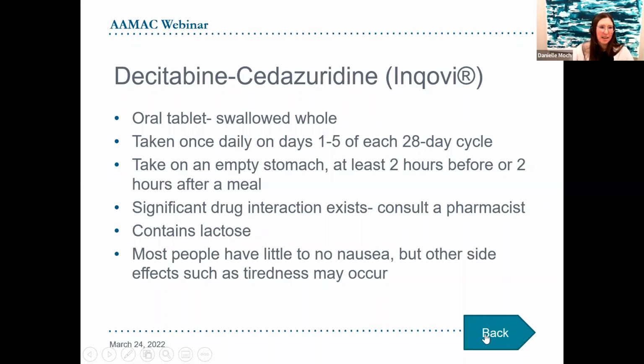And it does contain lactose as well. So there can be some abdominal upset if you are somebody with lactose intolerance.